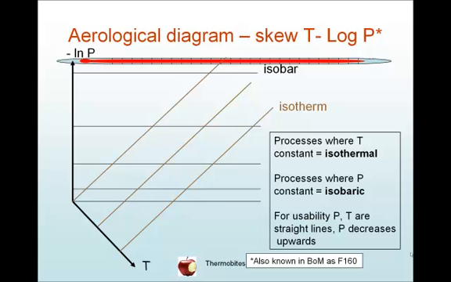So we have the vertical axis as minus logarithm of pressure. So pressure is displayed as a logarithm decreasing upwards, and the temperature lines, the isotherms, are skewed at 45 degrees so that we can distinguish those from the dry adiabats and the saturated adiabats. Remember that the process where temperature is constant is isothermal, a process where the pressure is constant is isobaric, remembering that bar is a unit of pressure, and for usability, the isobars and the isotherms on this diagram are straight lines, as shown.